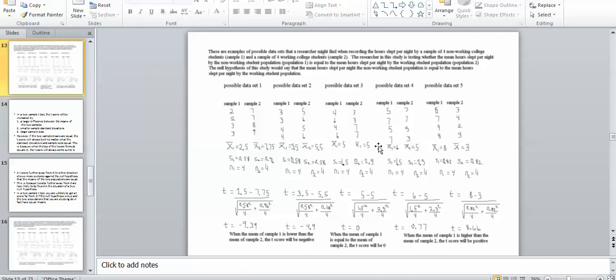As the mean of sample 1 starts to become further above the mean of sample 2, going in this direction, the data is starting to suggest that the mean of population 1 is higher than the mean of population 2. In other words, as the mean of the non-working sample starts to become further above the mean of the working sample, it's starting to suggest that the non-working population is getting more sleep than the working population.